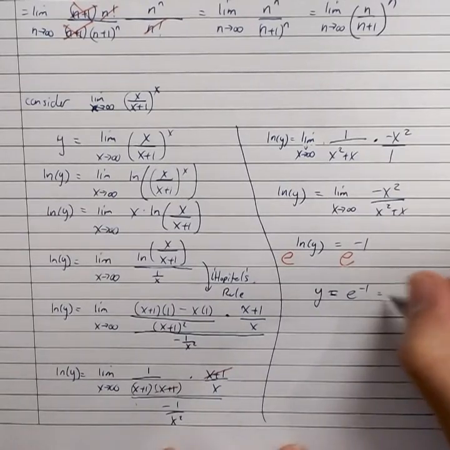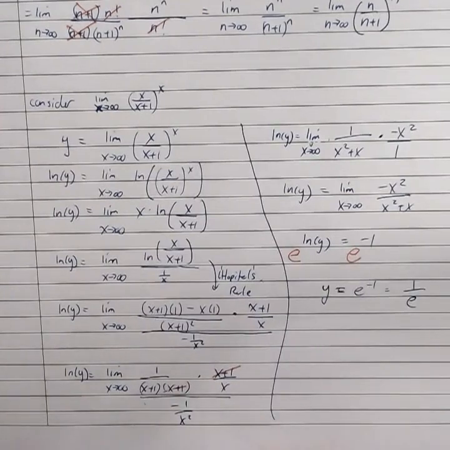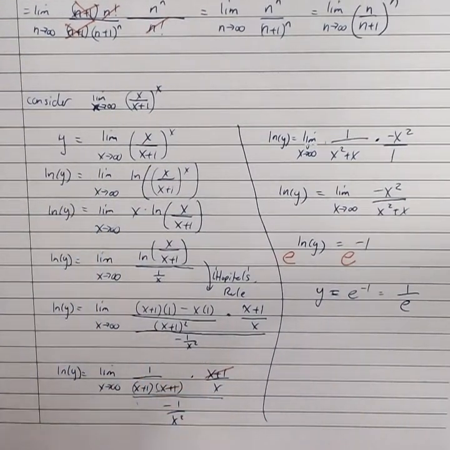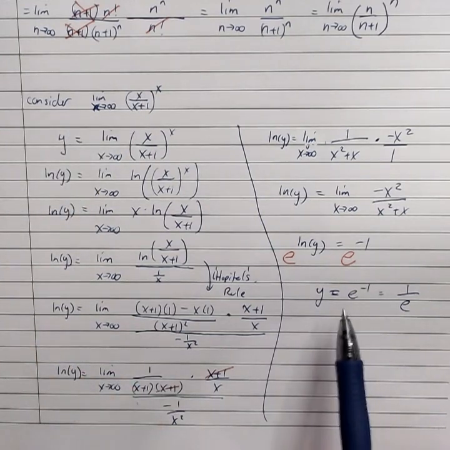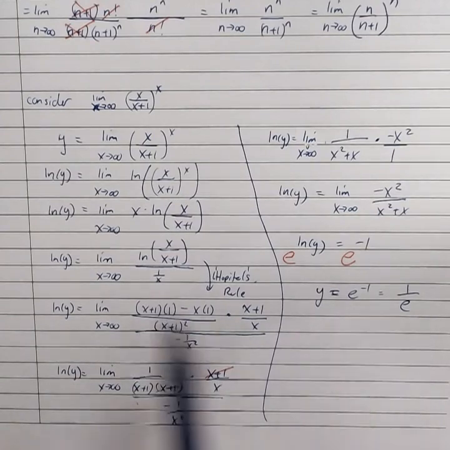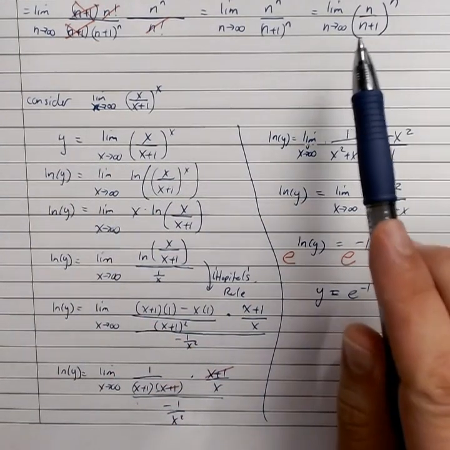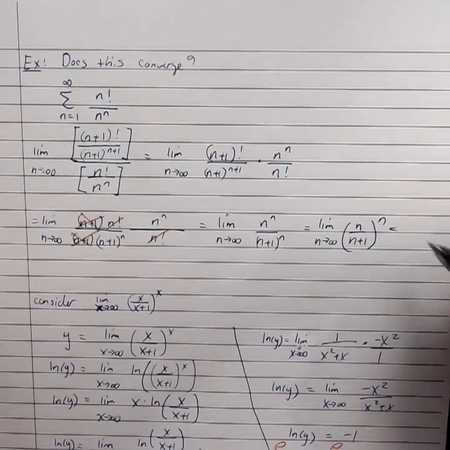Or in other words, 1 over e. And there we go. So the limit as x approaches infinity of x over x plus 1 to the power of x turns out to be 1 over e. Oh, but that's just the discrete case of this continuous case up here. So up here, this one is 1 over e.